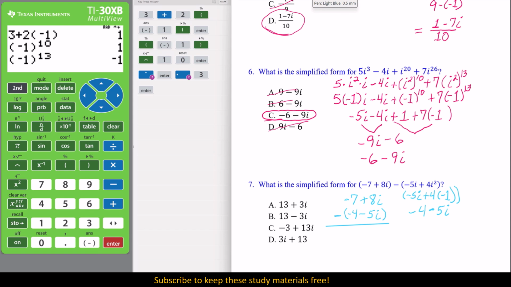subtraction needs to be distributed. I'm going to change colors. A negative times a negative becomes a positive here, and a negative times a negative becomes a positive here. So honestly, we're adding, because we rewrote and we have to distribute, as well as this becoming -1. It just changed the whole form. Let's look at what we have. This is plus 13i, and -7 plus 4 is -3. And it looks like we do have a valid option, which is C.